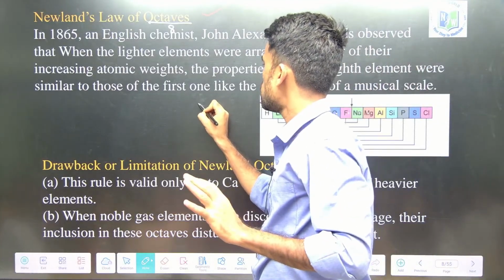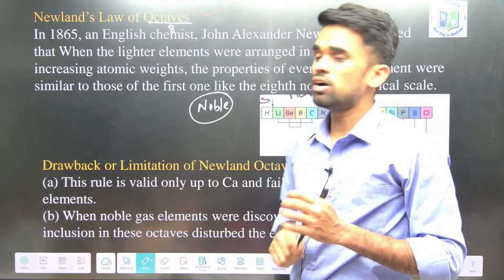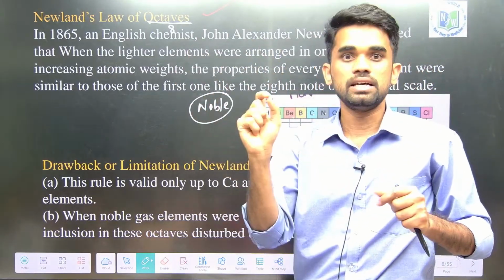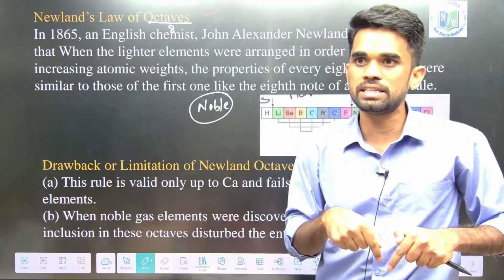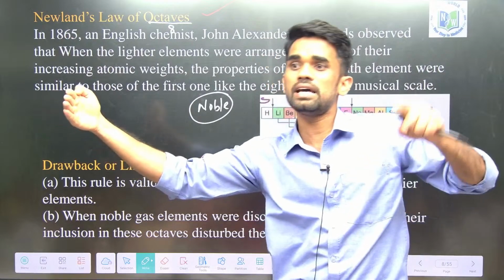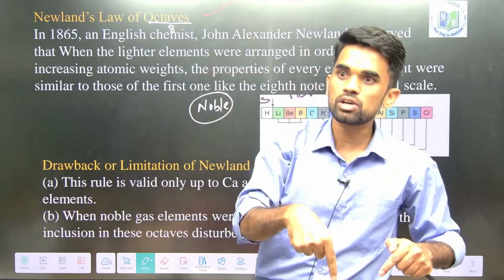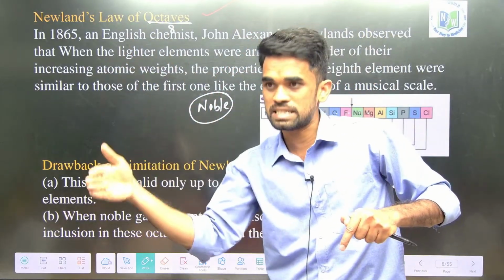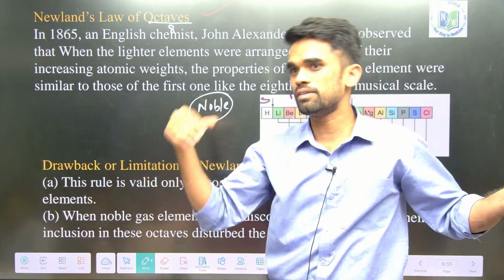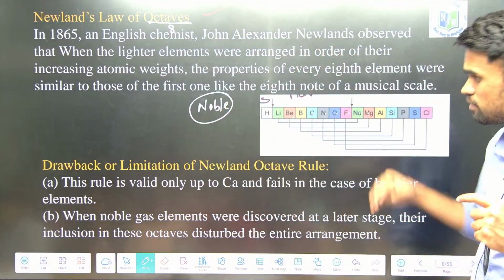Now, when Newland's law was proposed, noble gases were not discovered. If you observe this law of octaves in the present situation, noble gases are there now, but at that time they were not. That is why similarities were observed for every first and eighth element. Now that noble gases are included in the table, it becomes every first and ninth element that will show similarities in properties as per his classification.